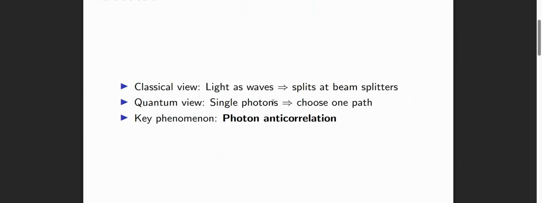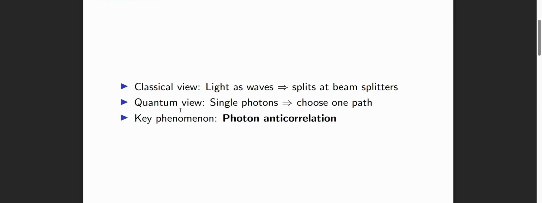Let's revise our concepts. As we know, in the classical view of light, as the light passes through a beam splitter, the beam splitter divides the light into two parts, right? One is the reflected beam, and one is the transmitted beam. So if the light behaves as classical light, then the beam splitter will divide it into a reflected part as well as a transmitted part.